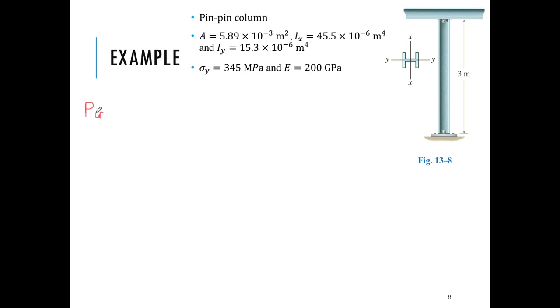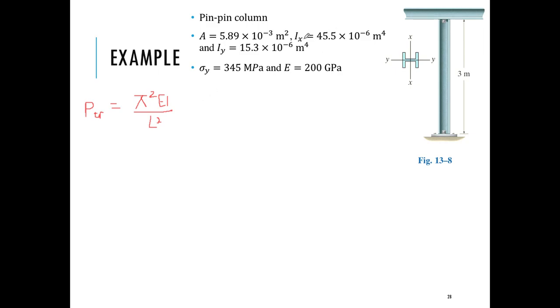So we know that our Euler load, PCR, we've just done the analysis, for a pin column, is equal to pi squared EI divided by L squared. Now in this expression, we've discussed that I, the moment of inertia about which buckling occurs, is the one about the weak axis, that is the axis with the lower moment of inertia.